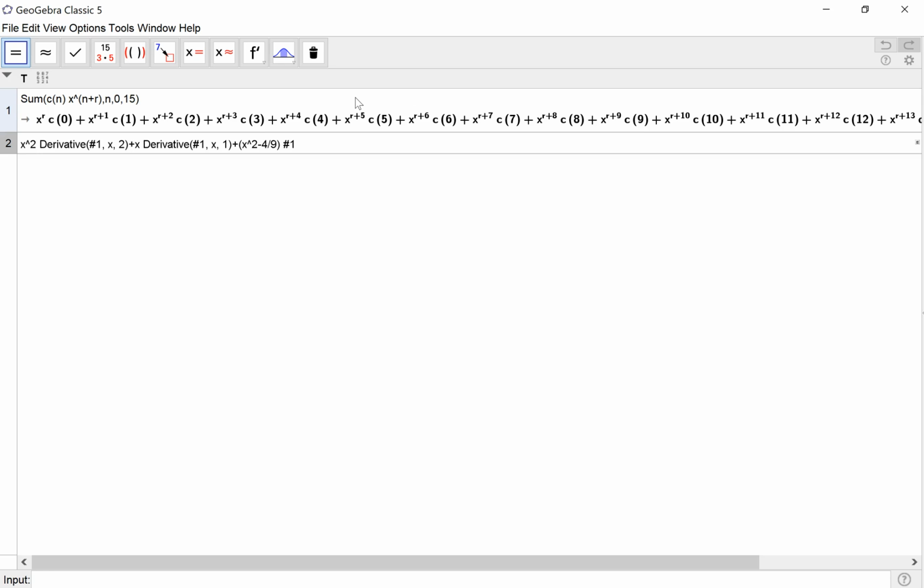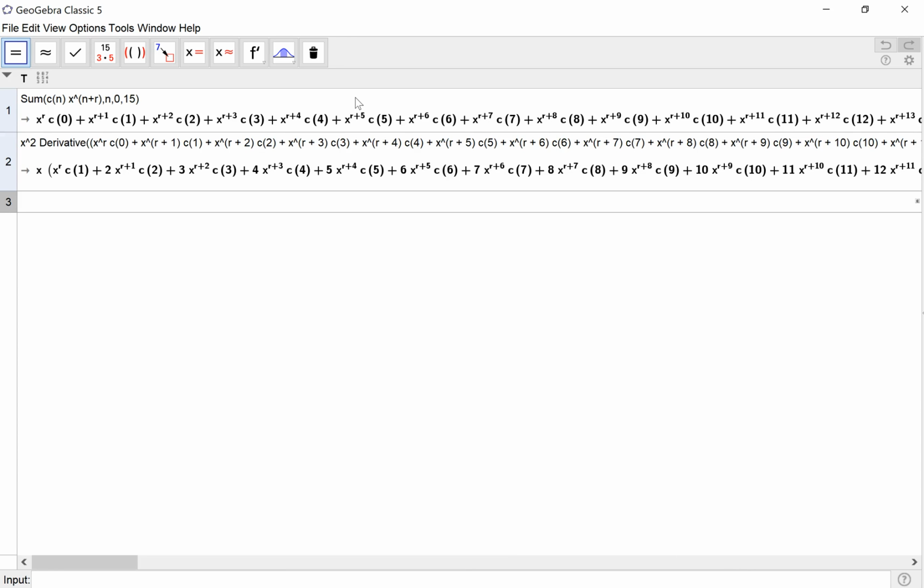It might take a second to do this, so we'll be patient and let it take care of it. We've got a lot of terms there, and it has to do a lot of derivatives. There we go. This is what the derivative looks like.